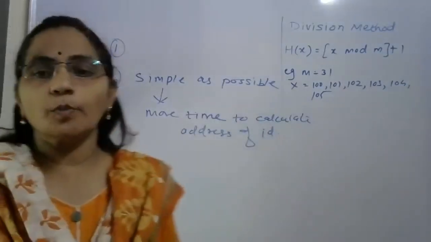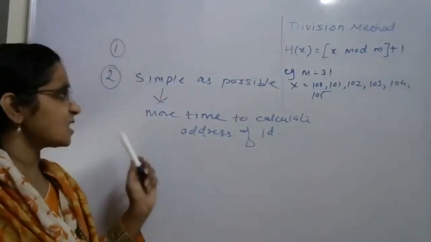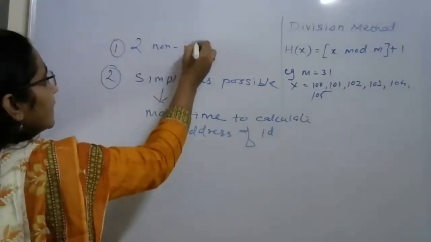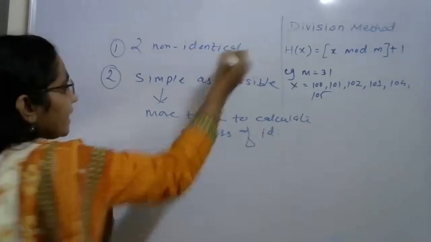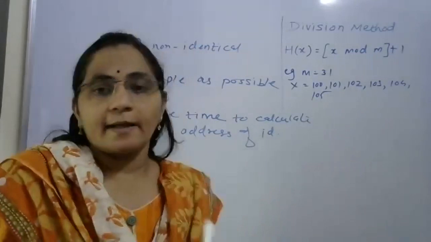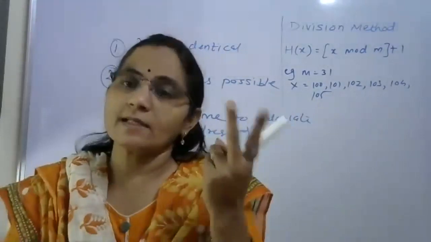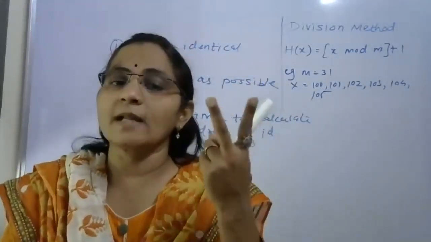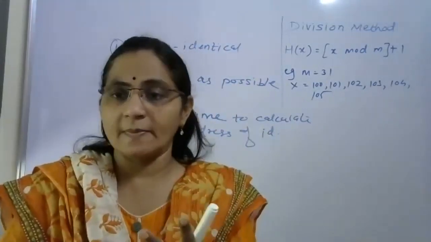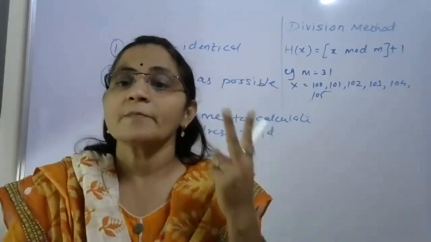So these are the two properties. The first property is very important: design the hash function such that two non-identical identifiers generate different addresses. If there are two different variables, they must get different addresses, even if both names start with the same letter. It means it generates a unique address, a different address.